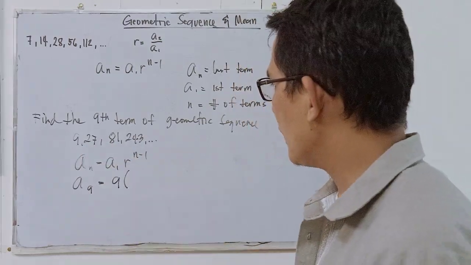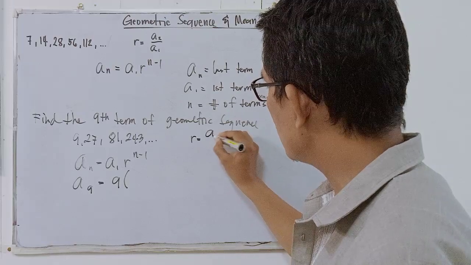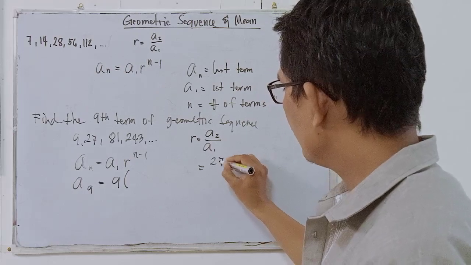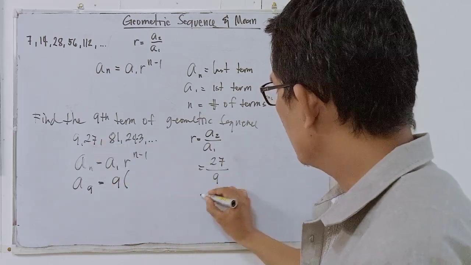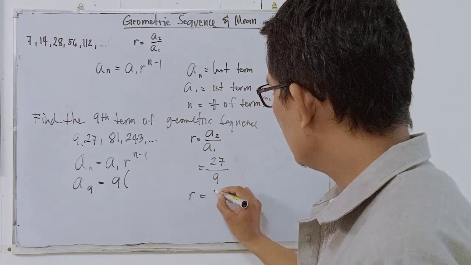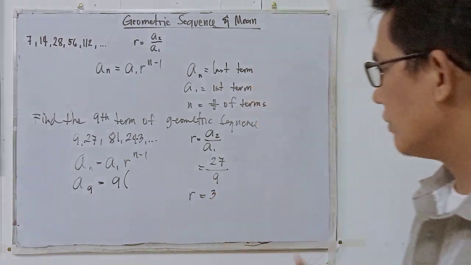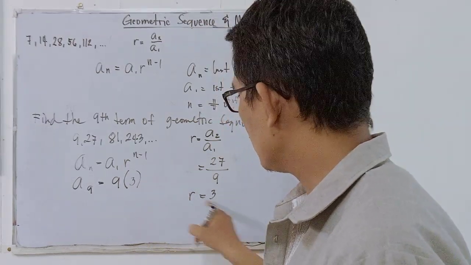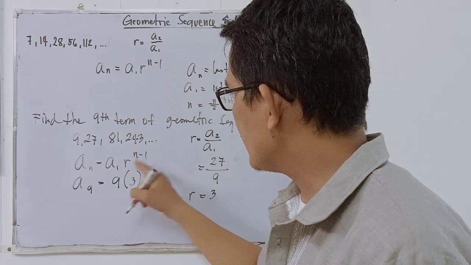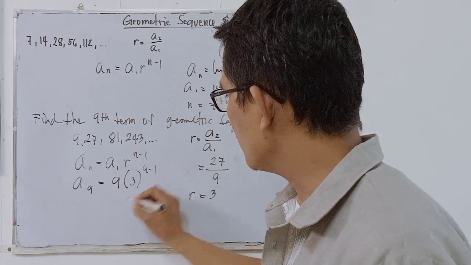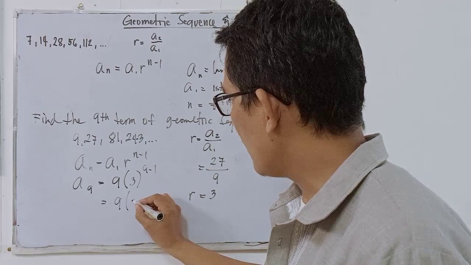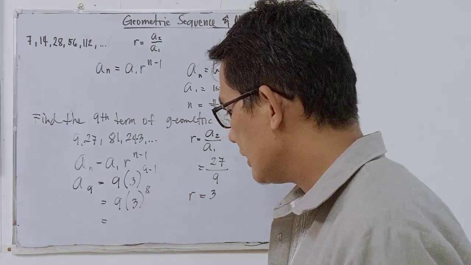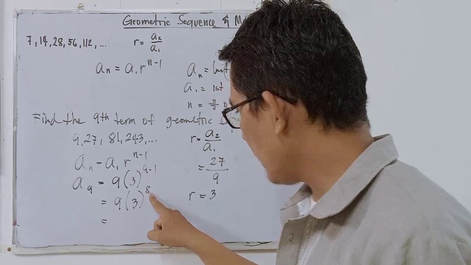Now to solve for the common ratio, again, the common ratio is a sub 2 over a sub 1. Our a sub 2 is 27 and our a sub 1 is 9. Then divide 27 by 9, and the common ratio there is 3. Okay? Then we substitute our common ratio, r equals 3. Then n is the number of terms, that is 9 minus 1. Then 9 times 3 raised to 9 minus 1, and 9 minus 1 is 8. Then, simplify. So, this is 9 times 3 raised to 8.